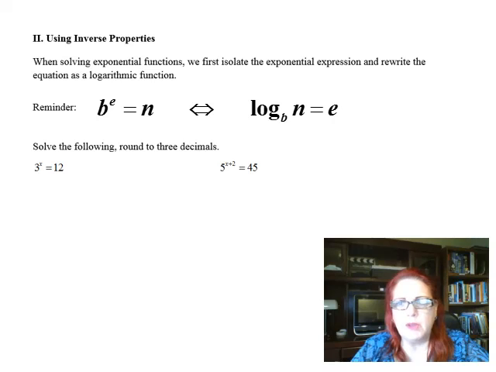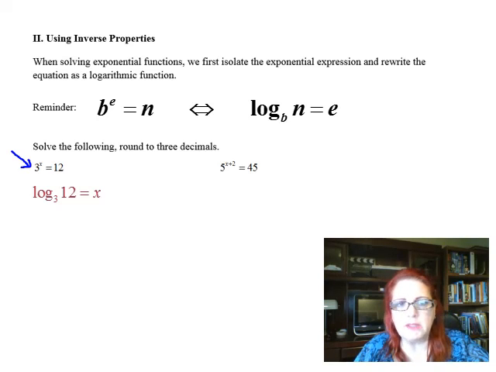So we're going to go to this first equation. 3 raised to the x is equal to 12. Well, x is in the exponent. It's really hard to find, and 12 is not something that can be rewritten with a base of 3. So I'm going to rewrite it as a log expression or equation. So I have log base 3 of 12 is equal to x.